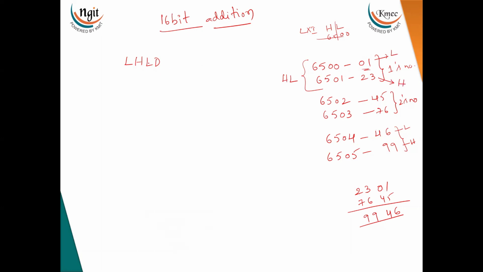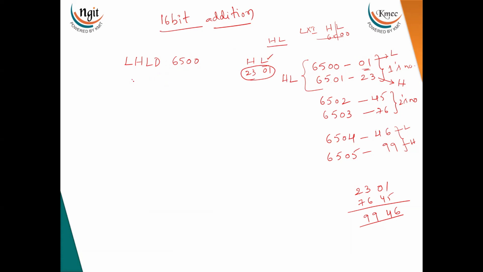LHLD means loading the HL register pair from the address location specified here. Whatever data is in this location is moved into L, and the next consecutive memory location value is moved into H. Because HL is a 16-bit pair, it automatically takes the next consecutive location. Now L has 01 and H has 23, so this data is loaded into the HL.